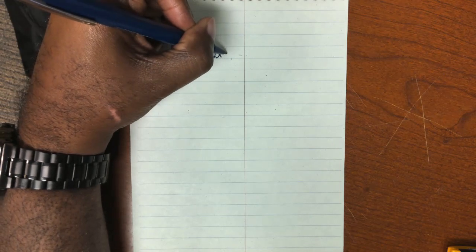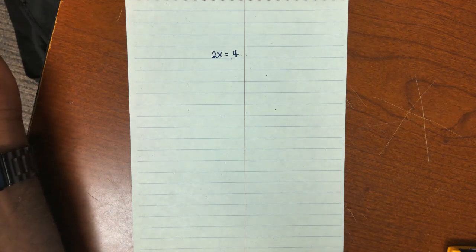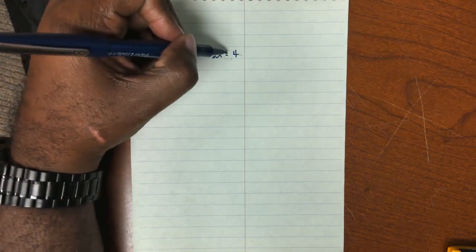with an equation. So say we have 2x equals 4. Well, we're going to say, what times 2 equals 4? In this case, 2 times 2 equals 4. So we know the answer. So let's go ahead and show this.